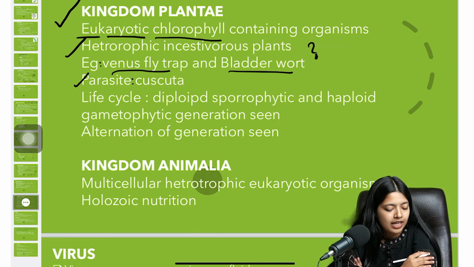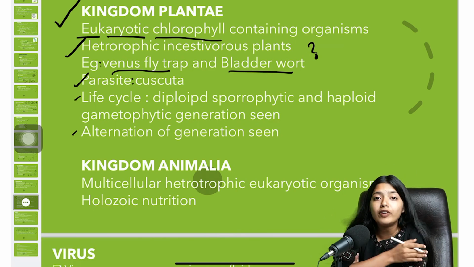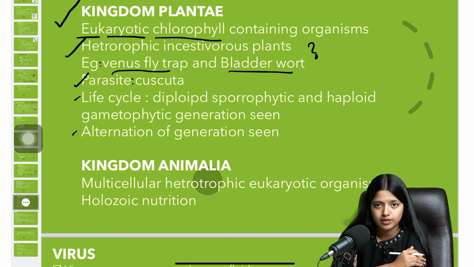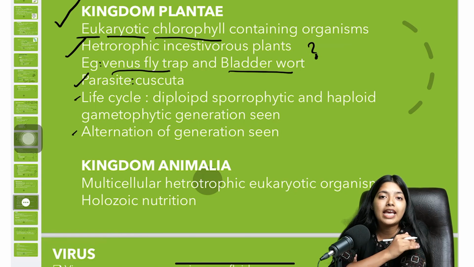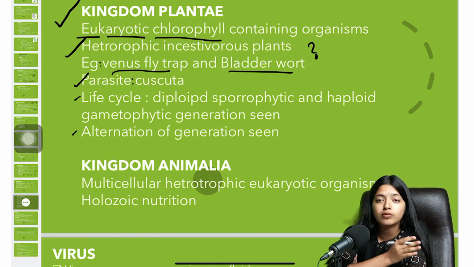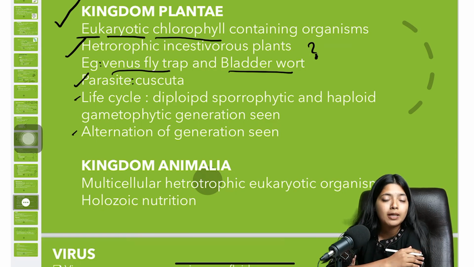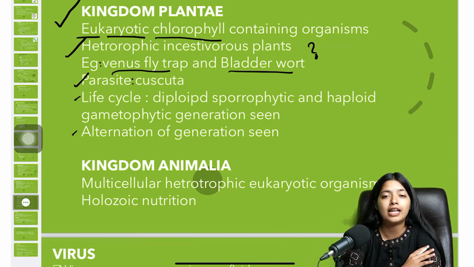Now their life cycle. They have a diploid sporophytic and a haploid gametophytic generation. Alternation of generation is also seen. Sporophytic generation means spore producing generation, and gametophytic generation means gamete producing generation. Sporophytic generation is diploid, that means 2n number of chromosomes are present. Haploid means n number of chromosomes are present. 2n chromosomes are present in diploid and n chromosomes are present in haploid stages.